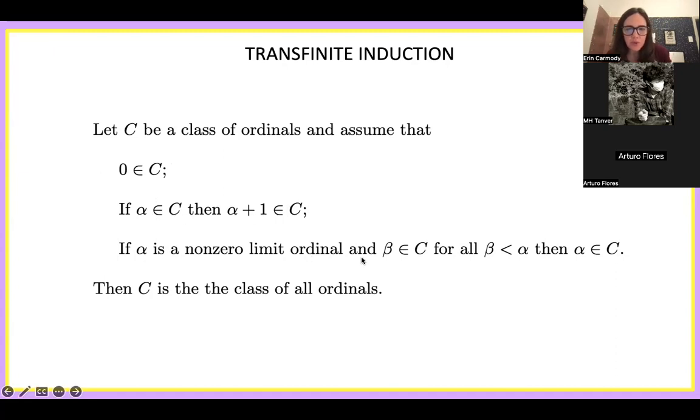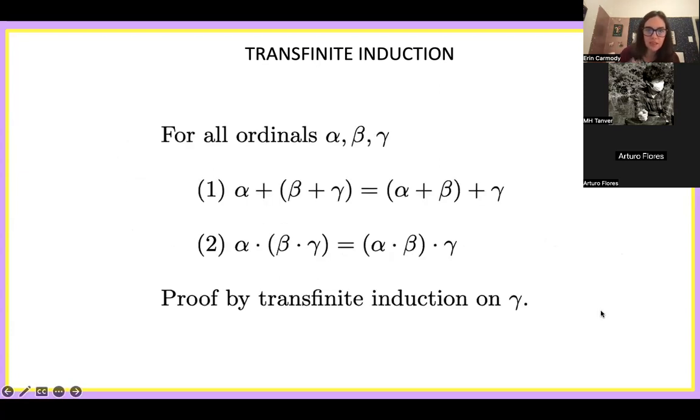If alpha is a non-zero limit ordinal and beta is in C for all beta less than alpha, then that implies alpha is in C. If that happens, then C is the class of all ordinals. So it's just like regular induction, except that you have a limit stage. It's kind of like strong induction. Okay, so I just want to show this so that if people are undergrads and they want to take maybe set theory at some point, they get a similar feel to a proofs class or maybe an intro to real analysis.